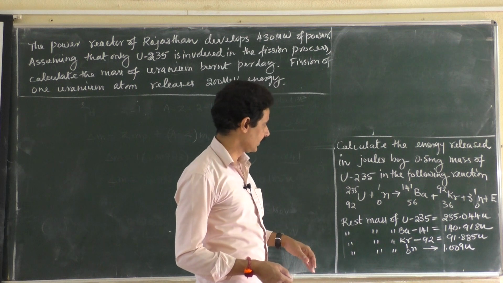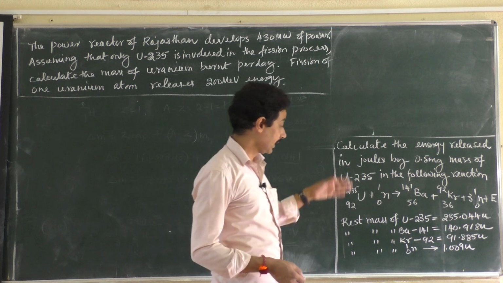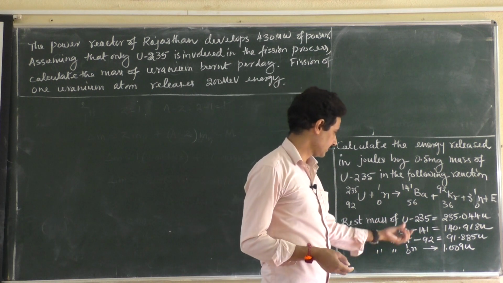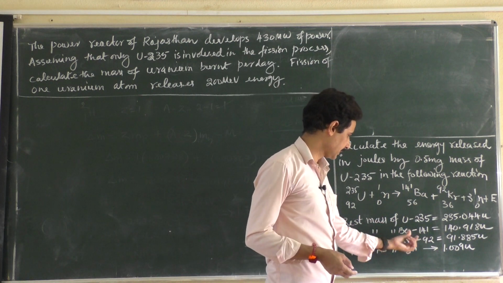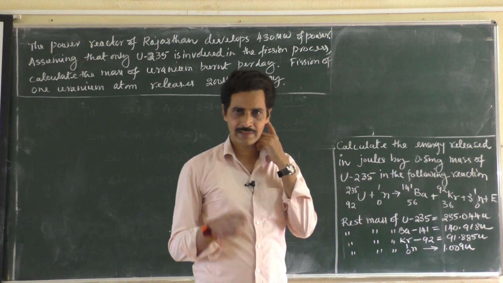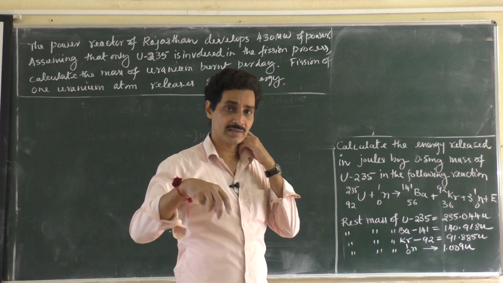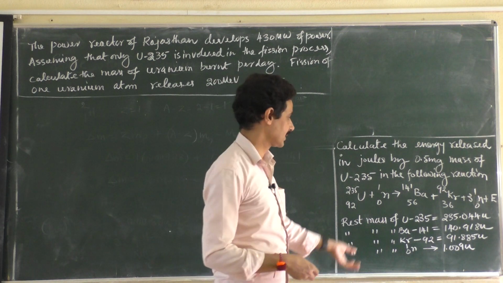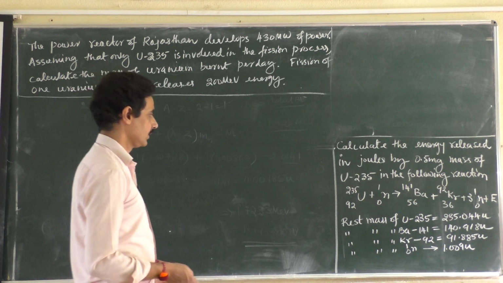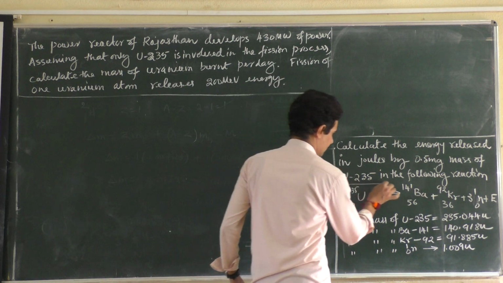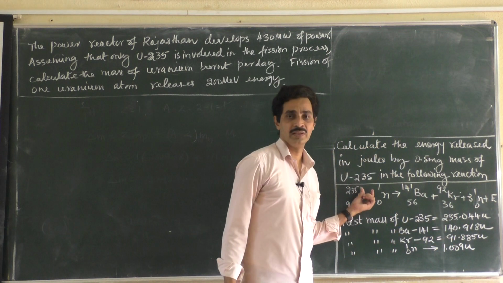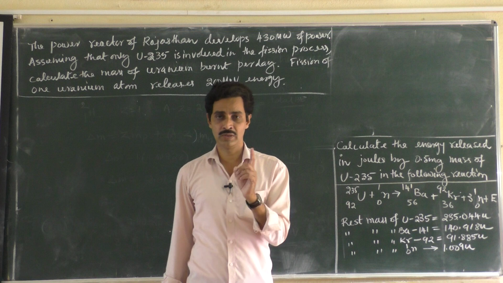Reaction is given, of course. Energy released in one fission is not given, you have to calculate it. Rest mass of uranium-235 is given, rest mass of barium is given, krypton is given, neutron is given, everything is given. So when it is at rest, what is its mass? Its absolute mass with respect to us, those masses are given. Now first of all what you have to do is this part. This is the reaction which shows the fission of one uranium nucleus.